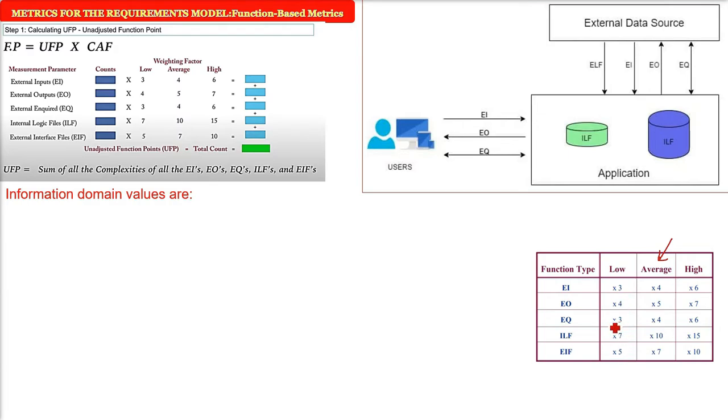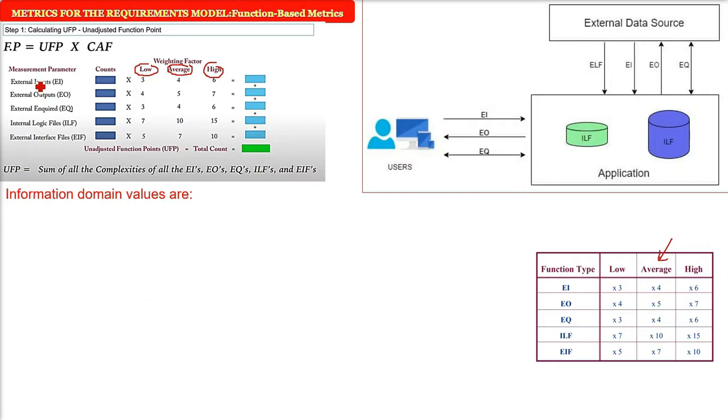For a low kind of product, or effort-wise or other parameter-wise, if it is low, you will use 3, 4, 3, 7, 5. If it is high, 6, 7, 6, 15, 10. Now I'll tell you how these numbers are computed, and then if you just want to do it for low or average or high, you just have to multiply these 2 rows. First, the counts you are going to give, and the row, any of these 3: low, average, high.